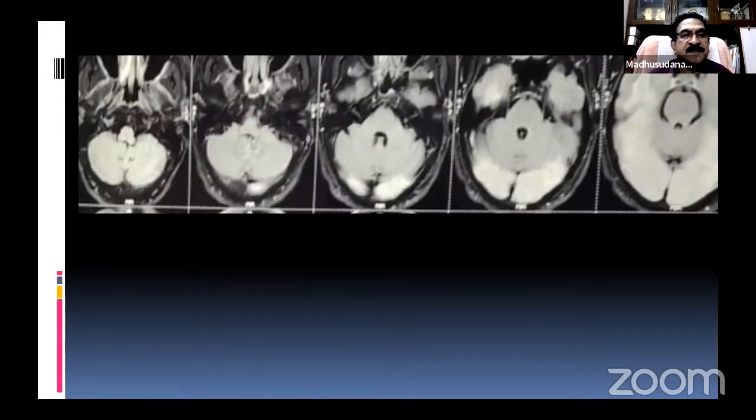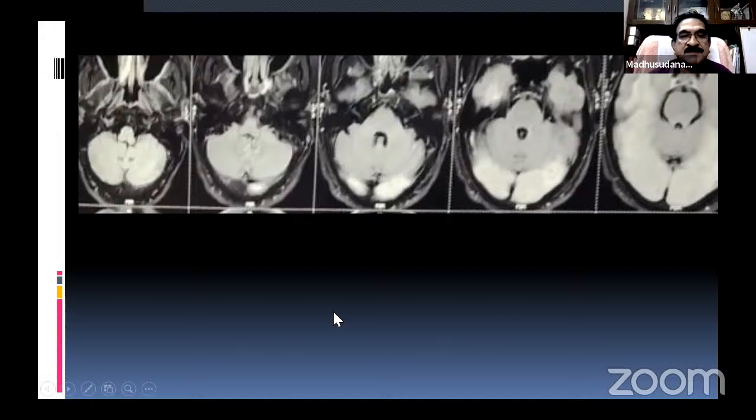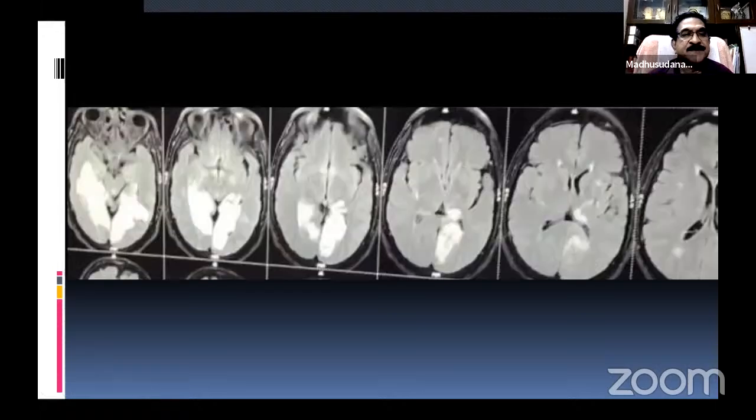So this is the MRI sent by Dr. Joy. You can see both occipital lobes are affected. Occipito-temporal region, inferior temporal region. Main affection was on the left side. That is why alexia is very prominent in this patient.